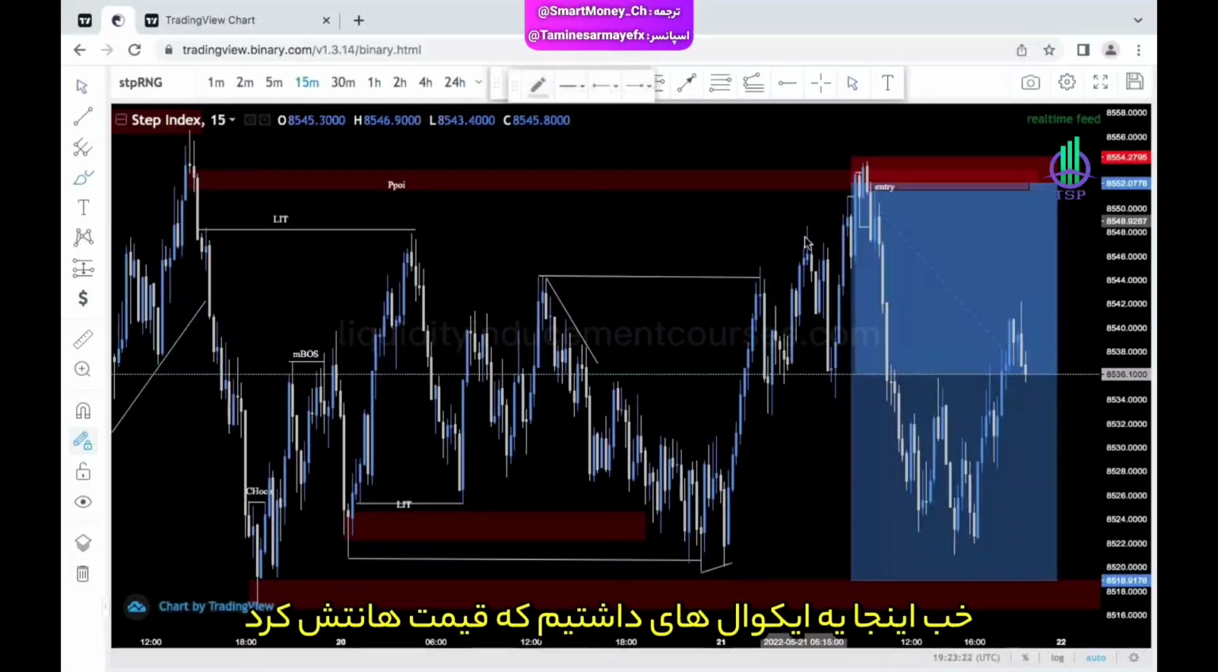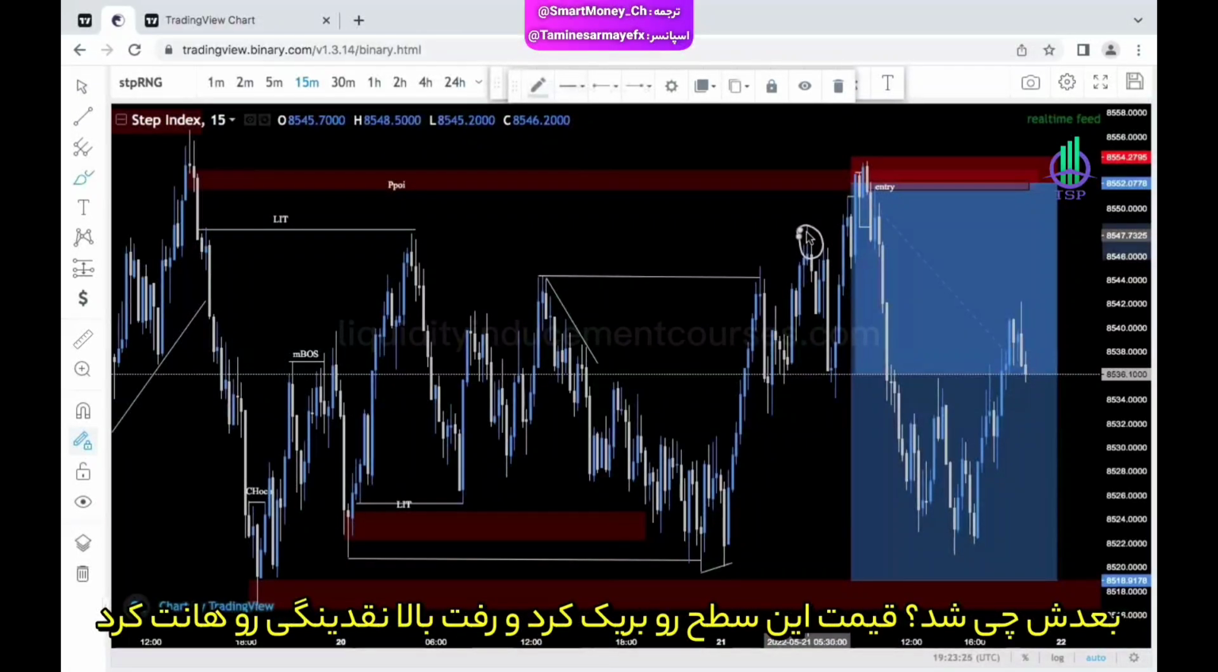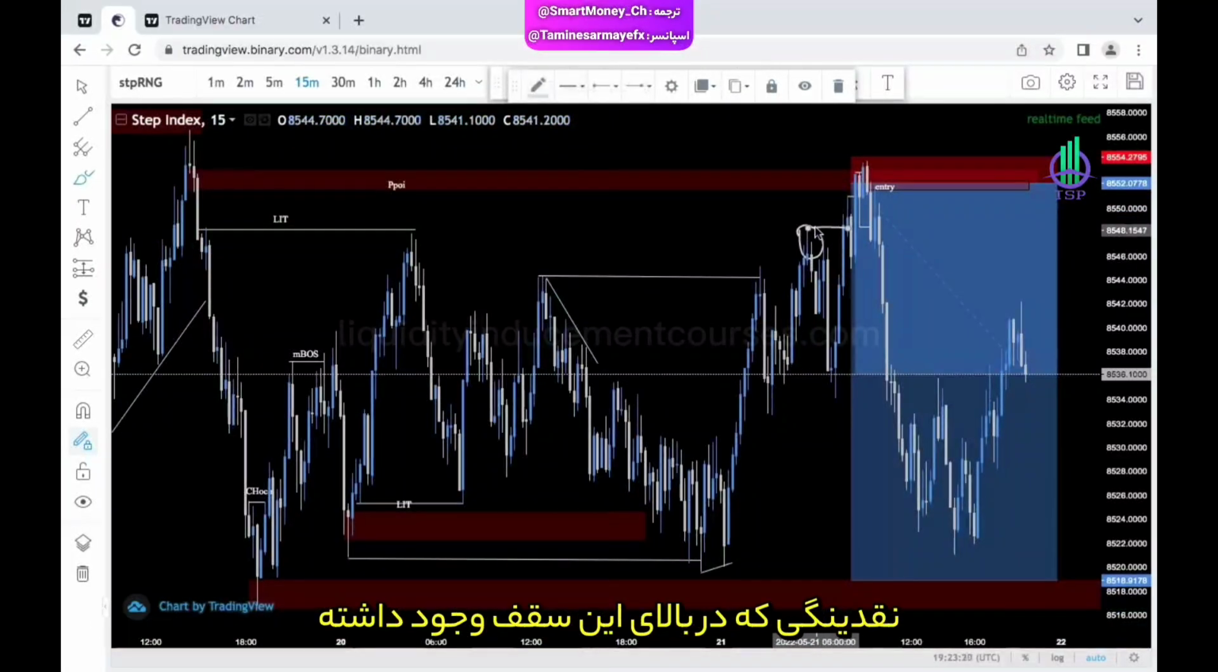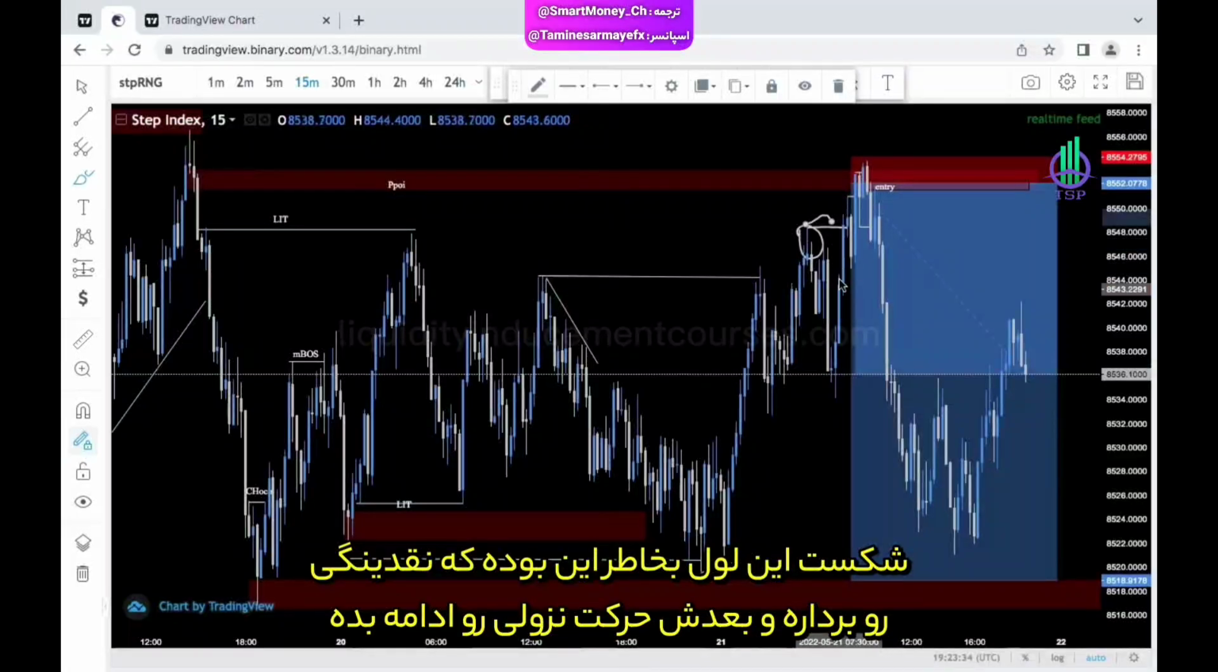Now, this area here was a what? An equal high that got taken out. And then what happened? Price violated this level and went up, tapped into liquidity that was above here. The essence of breaking this level was to tap into liquidity and then continue to the downside.